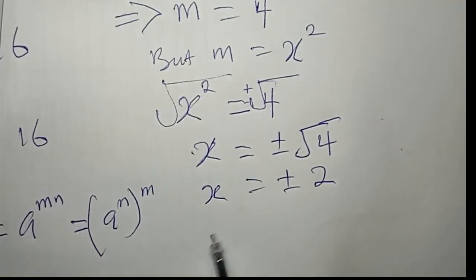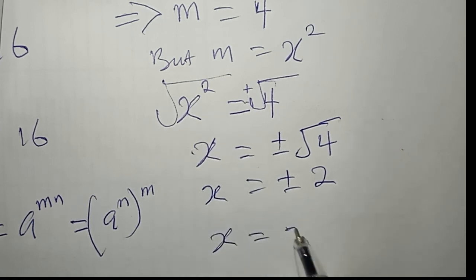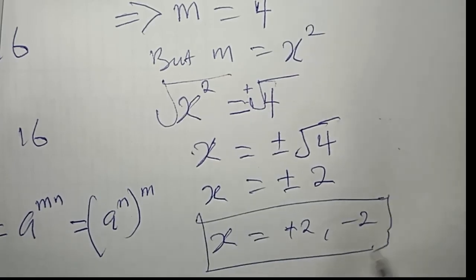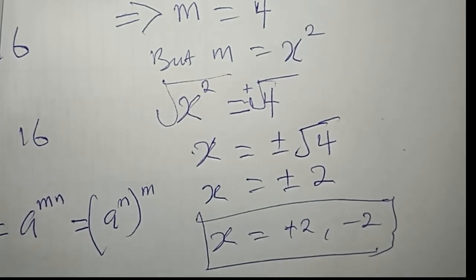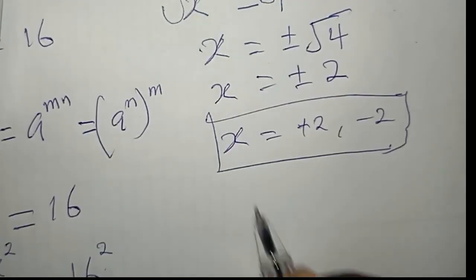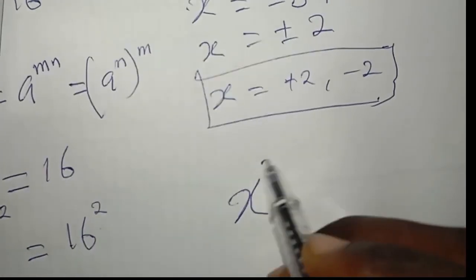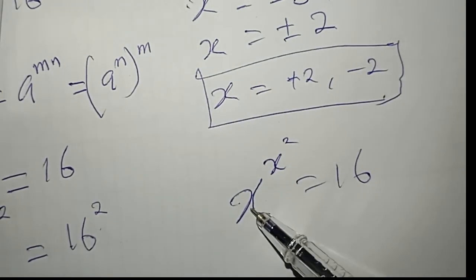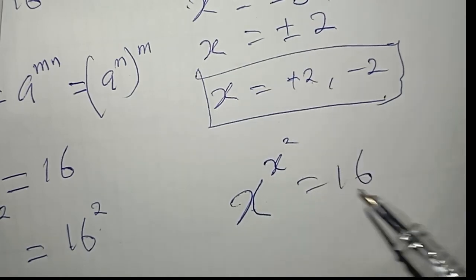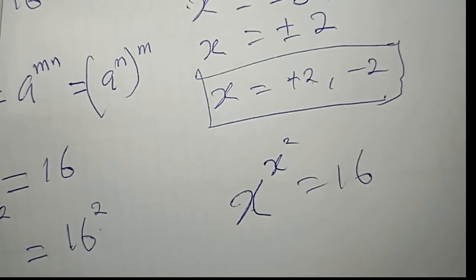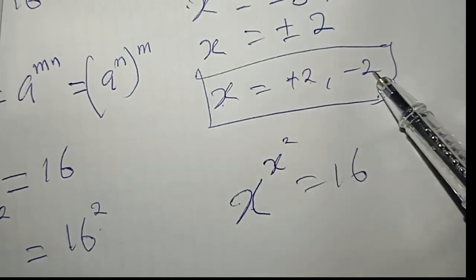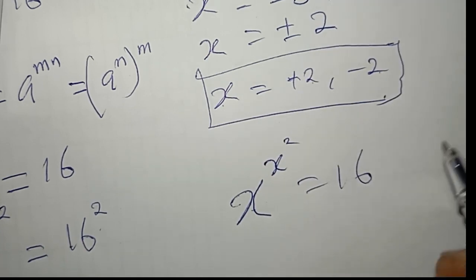So whether x is equal to positive 2 or negative 2, if you put it in the question we are solving, and of course don't forget the question we just solved is x power x power 2 is equal to 16. So if you substitute x equal to positive 2, it is going to satisfy this equation. Or if you also substitute x equal to negative 2, it will also satisfy this equation. So this is how you go about it.